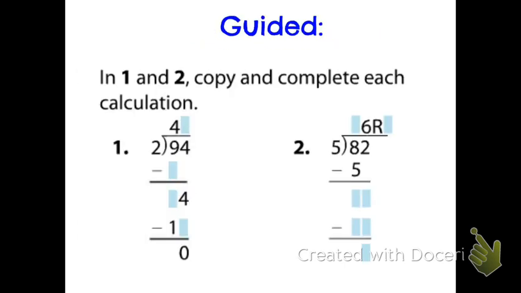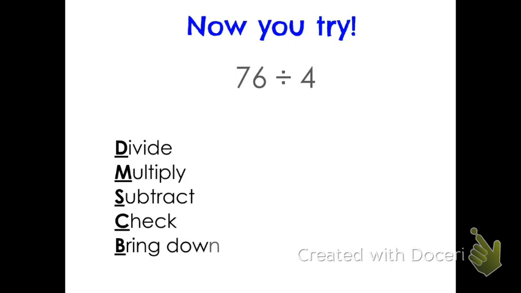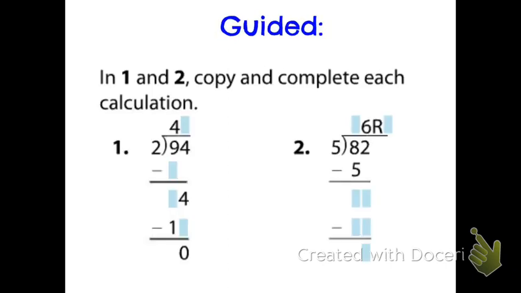In your notes, I would like to see you complete 76 divided by 4 and include your steps right here. I would also like to see you complete number 1, 94 divided by 2. And on this one, feel free to use all of the extra information that you are given. So 2 goes into 9 4 times. 2 times 4 would be 8. So you're going to fill in those blanks on this one.